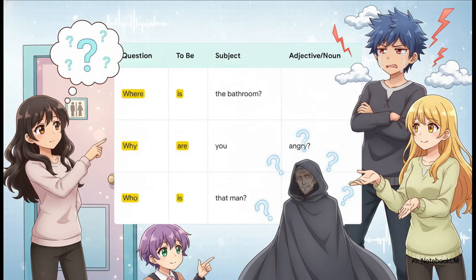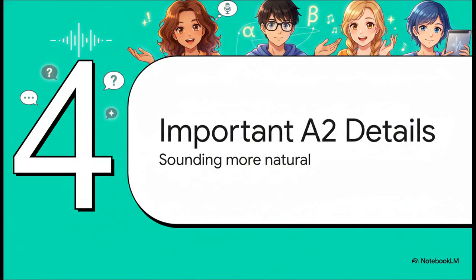Now, like with any good rule in English, there's one little exception to watch out for. It's the verb to be. You know, words like is and are. This verb is kind of special. It's a strong verb, so it doesn't need a little helper like do or does. For these questions, you just put the question word first, then is or are, and then the subject. Like, where is the bathroom? Or, why are you angry? No do needed. Awesome. You've totally got the main idea down.